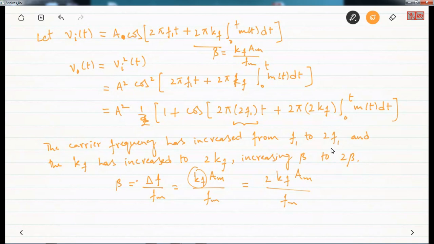that's how a frequency multiplier works. So if you give a narrowband FM signal as input to the frequency multiplier, the carrier frequency also will get increased by n times. So don't think that only the frequency deviation will get increased by n times. No, it's also the carrier frequency. The carrier frequency will also get increased by n times, right?